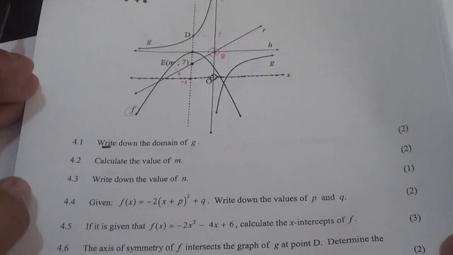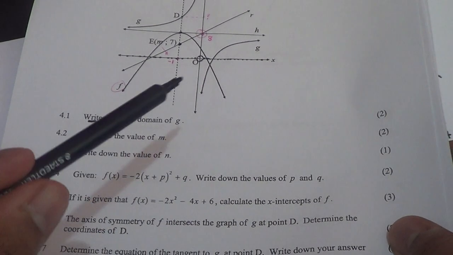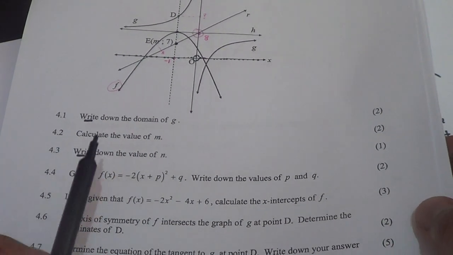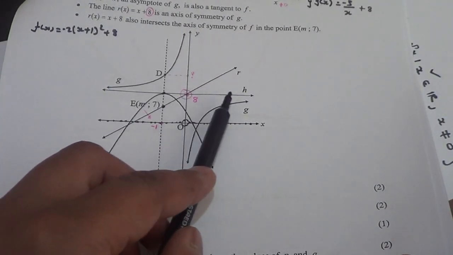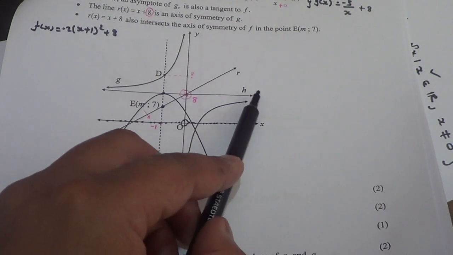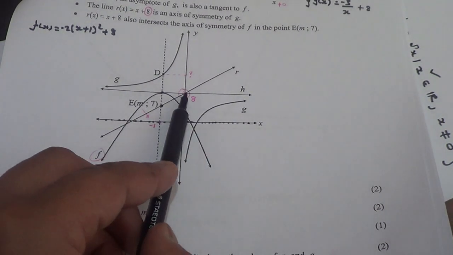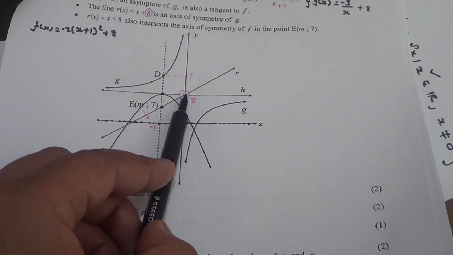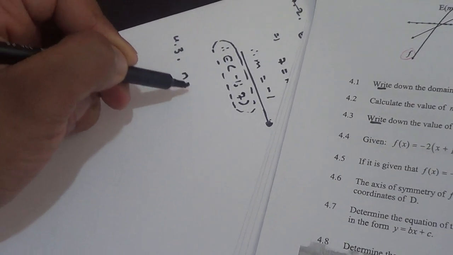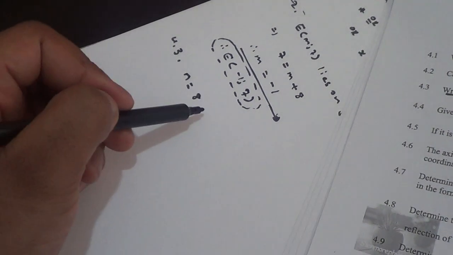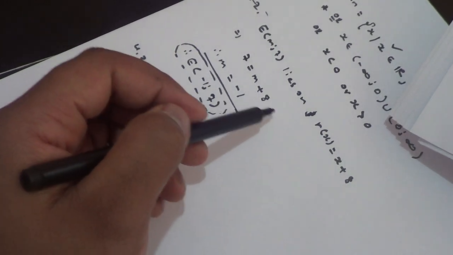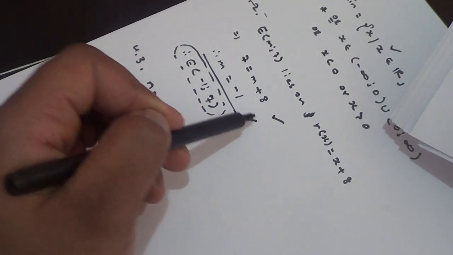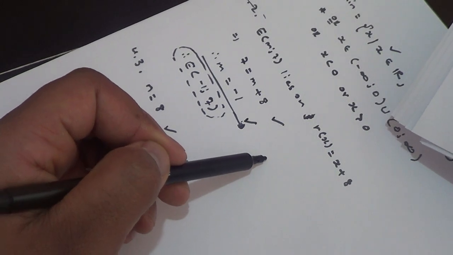4.3, what do they want? 4.3 says write down. They're not asking you to determine it, they're saying write down the value of n. And we realized that n is effectively the y-intercept of this line, which is also the y-intercept of this line r of x. So we can just write here without fear that n is equal to 8. So one mark. Of course, for the substitution and the final answer in the above, you get your 2 marks.